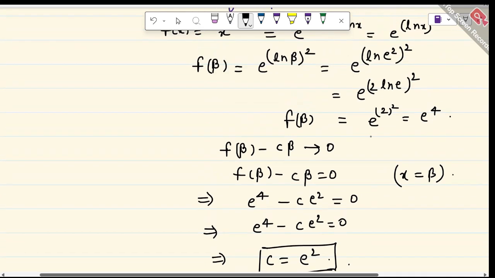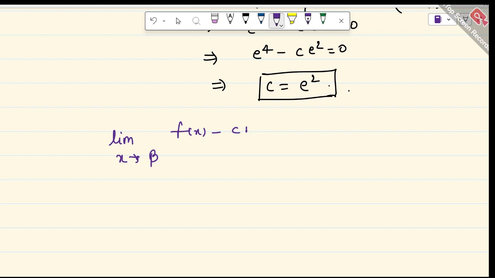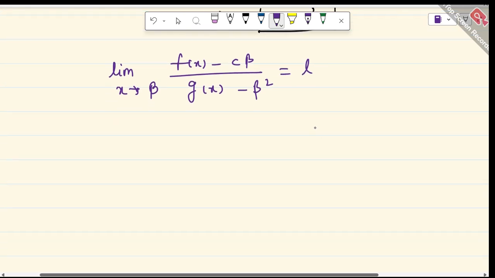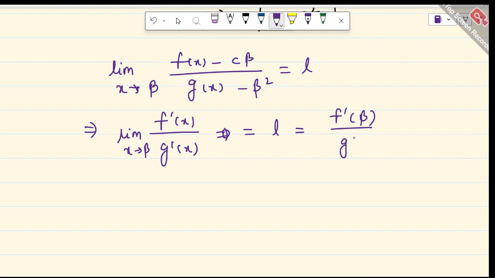Now we have to calculate the value of L. To calculate the limit, we have given limit x tends to beta of f(x) minus c beta over g(x) minus beta square. So by applying L'Hopital's rule, this is equal to L. This is f dash x over g dash x, limit x tends to beta. After this the denominator is non-zero, so we can put the value of x. So this is f dash beta over g dash beta.